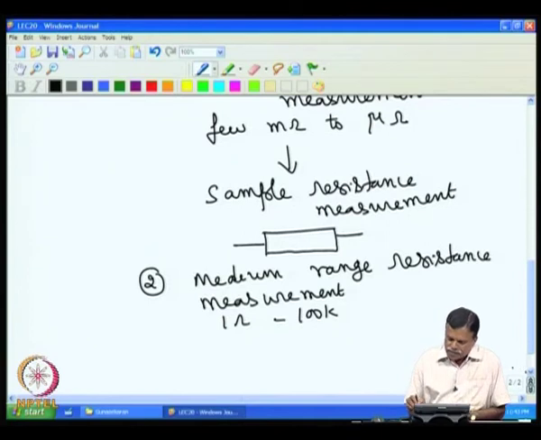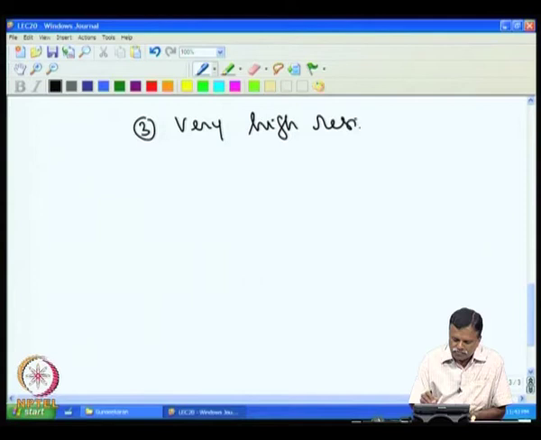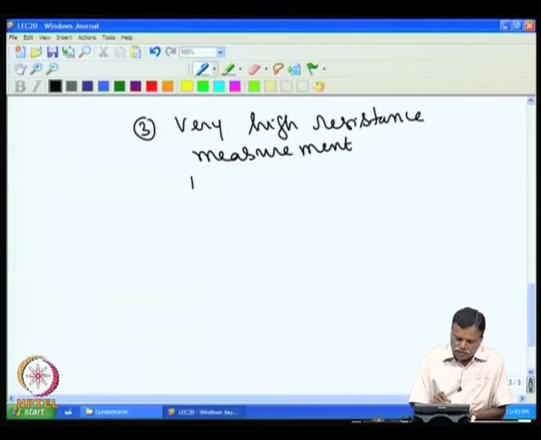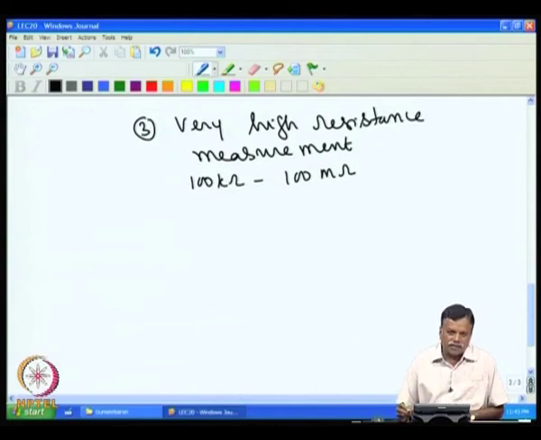Then the third type is very high resistance measurement. This may go from 100 kilo ohm up, maybe even 100 mega ohm or even more. This is more like insulation measurement and so on. This is another application where we have to measure the high value resistance accurately.